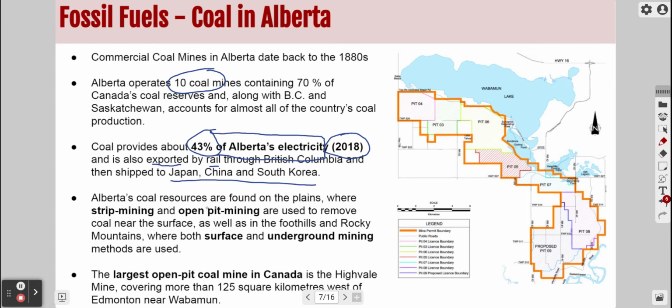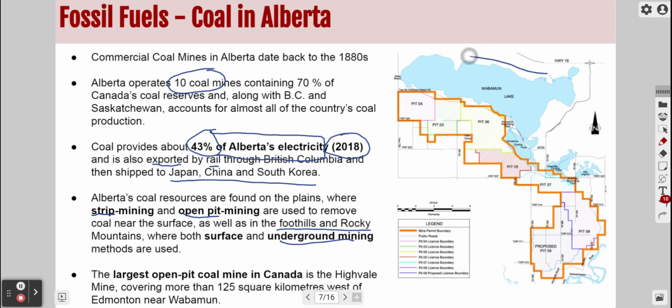So the coal reserves in Alberta are found on the plains. There you can find strip mining and open pit mining. So it's most near the surface. And then the coal can also be found in the foothills and the Rocky Mountains, where they have surface and underground mining as well. The largest open pit coal mine in Canada is the Highvale mine, and it covers about 125 square meters west of Edmonton near Wabamun Lake.